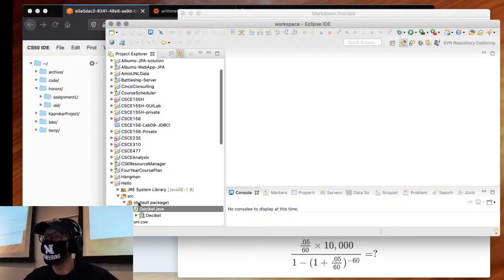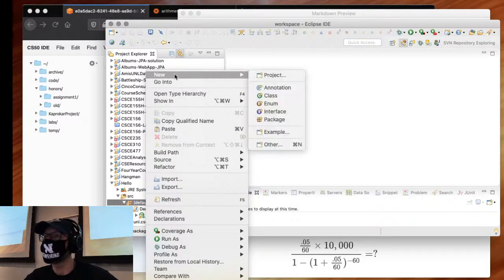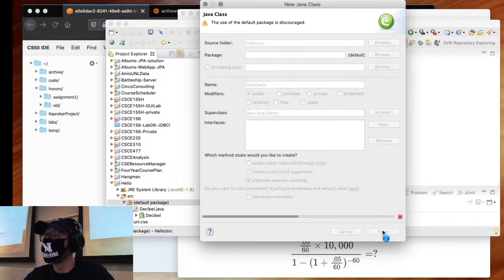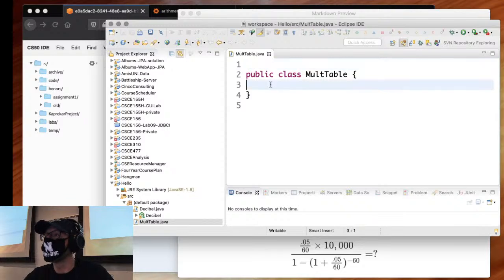Eclipse. And we'll go ahead and put this into the default package. Unless it's specified that you put it in a different package, you should always just put it in the default package, or something that makes sense for you. The grader, of course, is going to expect it to be in a particular package. So we'll just call this a mult table. Default package is discouraged in general, but for your assignments, it's okay.